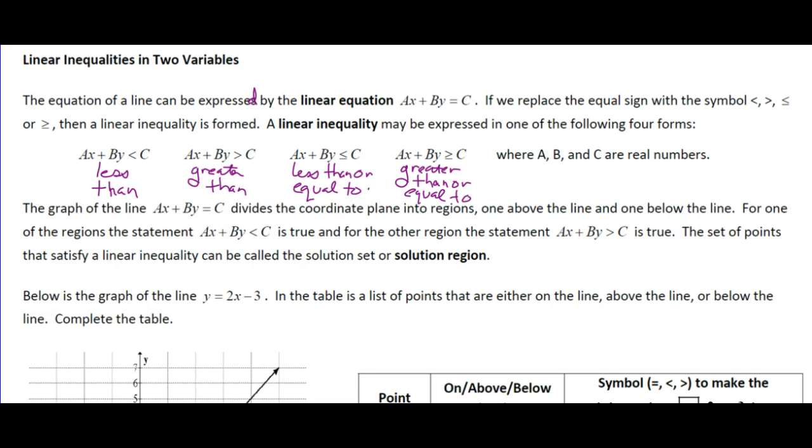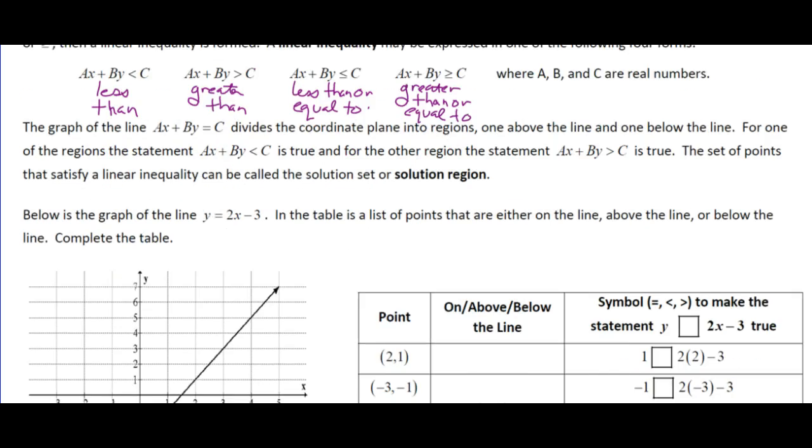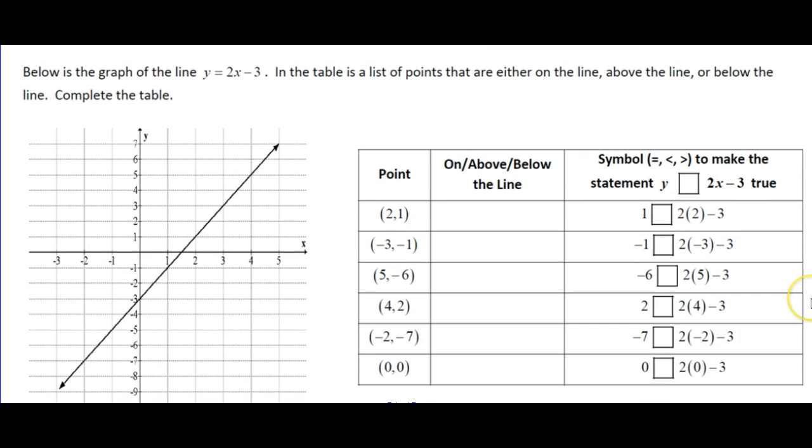Below is the graph of the line y equals 2x minus 3. In the table is a list of points that are either on the line, above the line, or below the line. Complete the table. Let's do this. Where's the point 2, 1? There's the point 2, 1. Is it on, above, or below? It's on the line. So if I'm going to put a statement in there, what am I going to say? 1 equals. So we're filling in with equal, which means it's on the line.